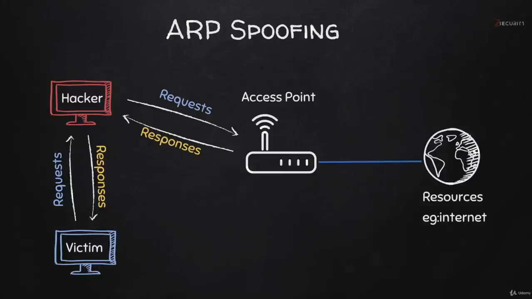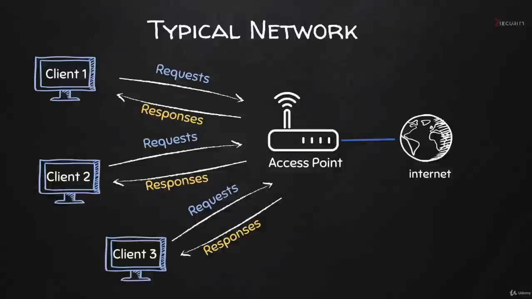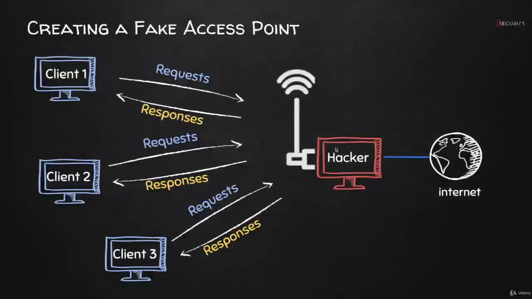So let's go back to the first diagram that we learned in this course. When we were talking about how networks work in general, we said the only device that has access to the internet is the access point, and whenever a client wants to access something, they send the request to the access point, which goes to the internet, gets the response, and sends it back to the client. Now, what if we replace this access point with our hacker computer?